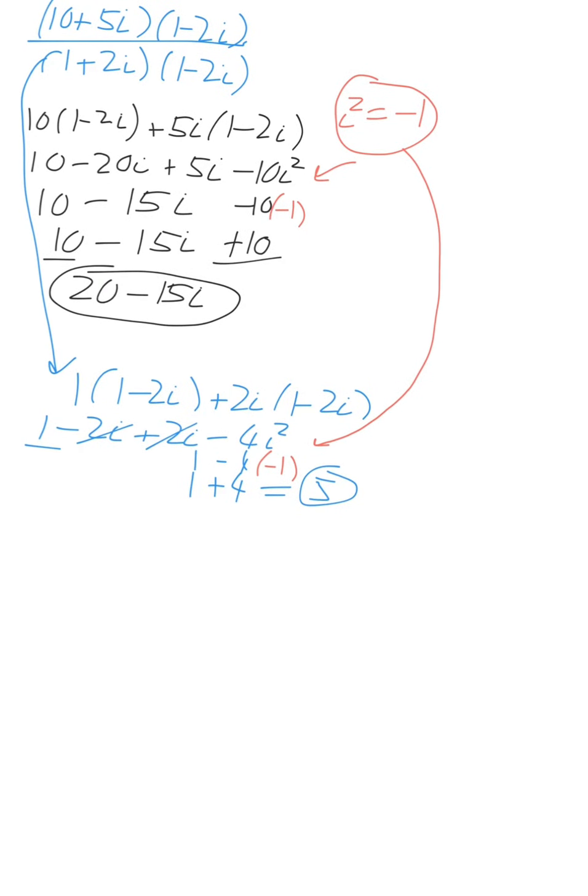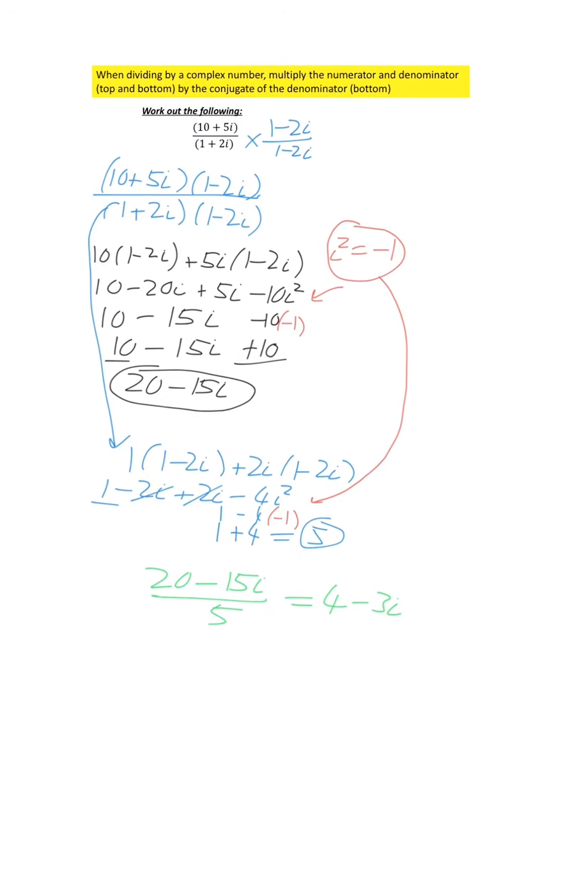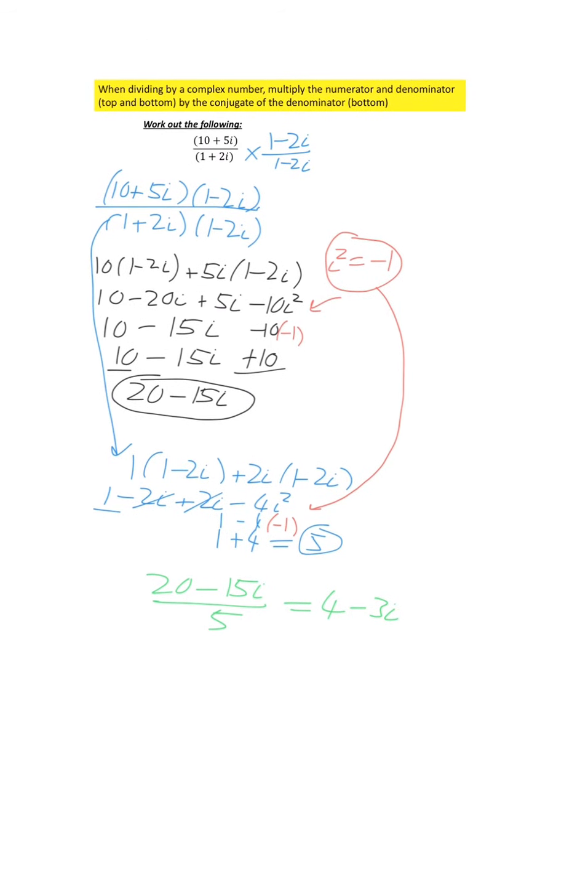So let's put these back together. And I'll have 20 minus 15i all over 5. And this can now simplify to 4 minus 3i. And that then is my final answer. Okay, so that is how you divide with complex numbers.